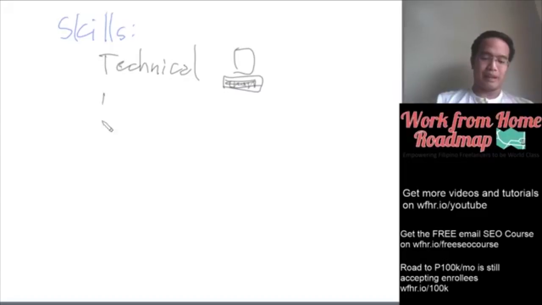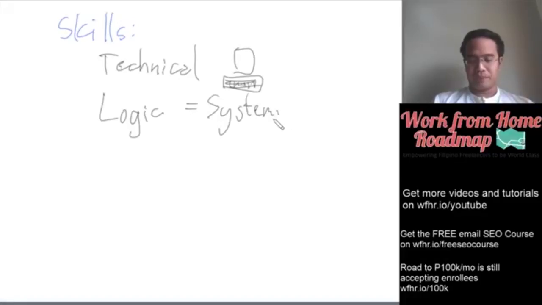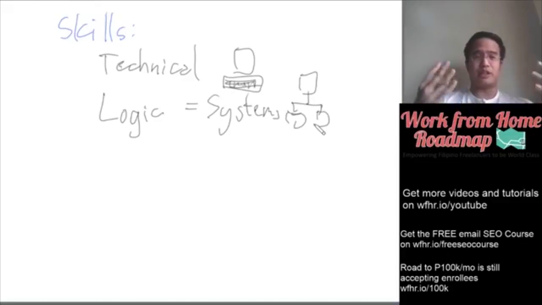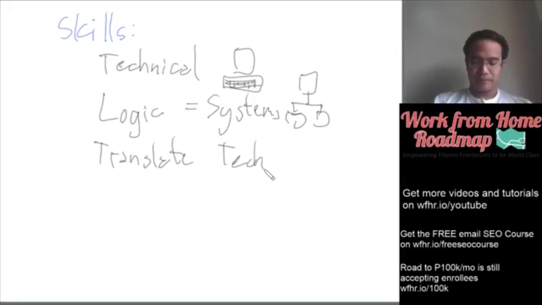You have to understand logic. And we're talking about computer and programming logic, how systems work. You have to be able to read flow charts and things like that, and understand how these things work, because you have to understand how Google works. You have to be able to translate, and this is what I talked about in the reports earlier, translate the technical stuff into business.